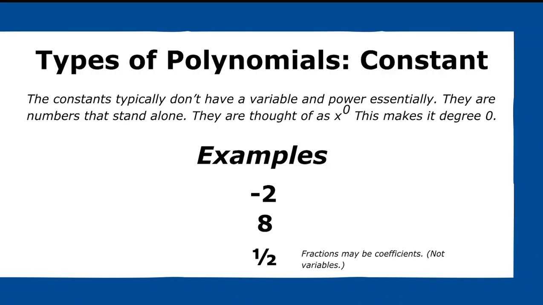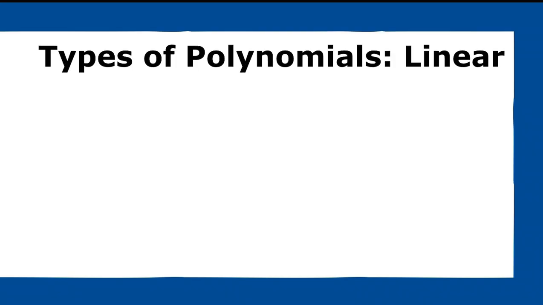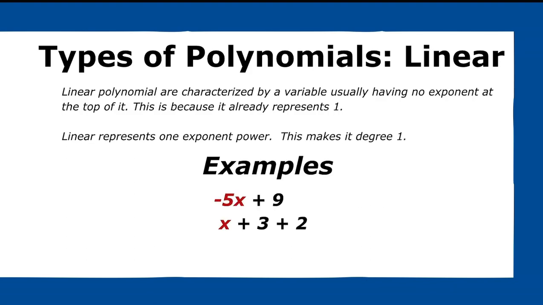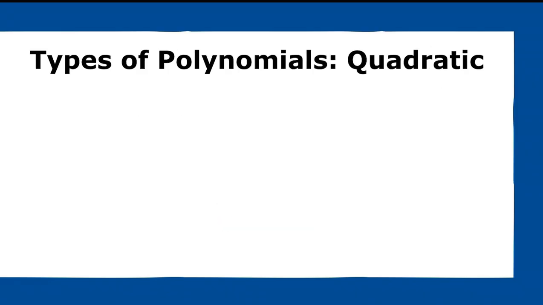Now, if I wanted to have a degree of 1, I would call this a linear, right? And linears are because that variable stands by itself. It doesn't have an exponent at the top. So we call this degree 1. And this could look like -5x plus 9, x plus 3 plus 2. And as you see, those x's stand alone. There is no exponents standing with them. So this is a linear and this is a degree 1. Linear equals degree 1.